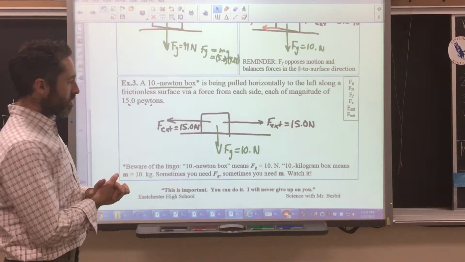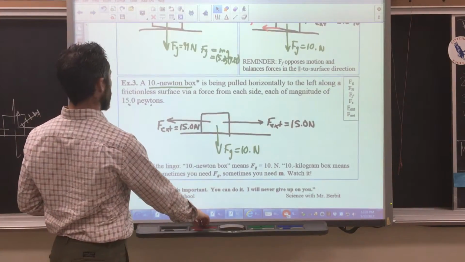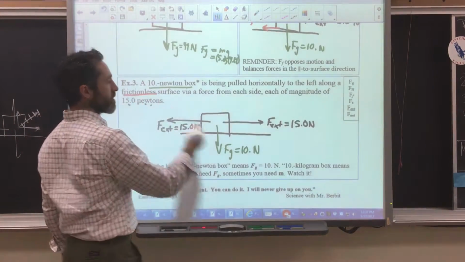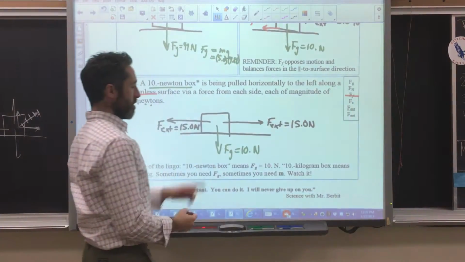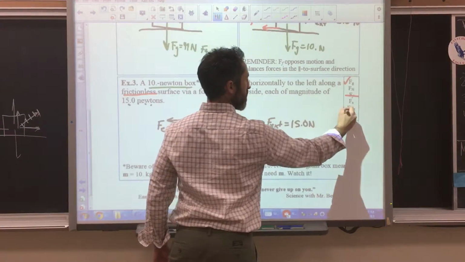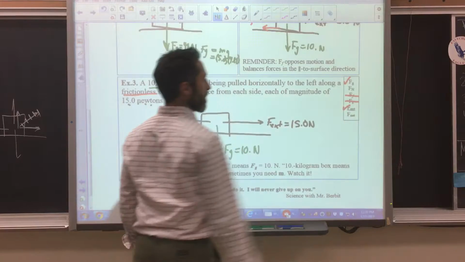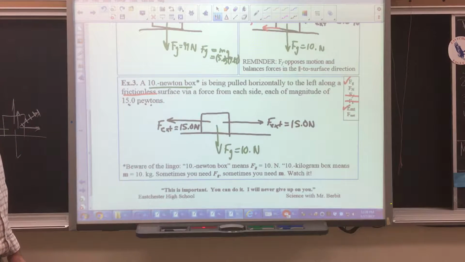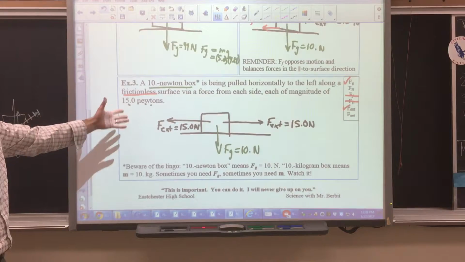Okay, this all looks nice. Let's see what else we have here. It's being pulled, it says it's frictionless, so no friction. We did FG, we did the external forces. There's no spring, as often there will not be. And so it's being pulled horizontally, force from each side. Okay, frictionless. So this is it now.